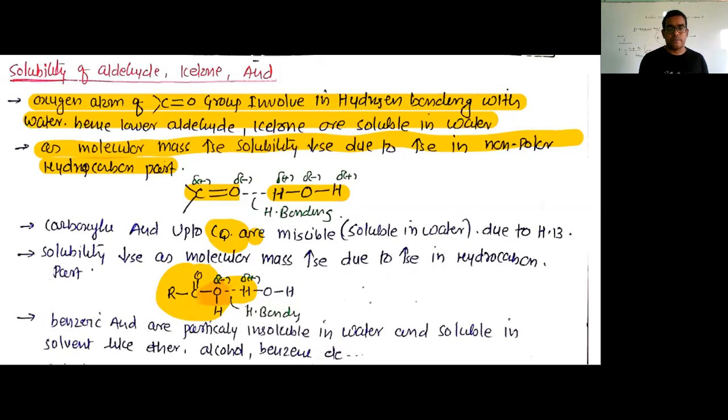Similarly, we can say about benzoic acid. Benzoic acid is practically insoluble in water and soluble in organic solvent, because benzoic acid is always in the form of dimer, and hence due to steric crowding or the bulky nature, it does not dissolve in water, but it is soluble in solvents like ether, alcohol and benzene. इसके साथ soluble रहता है, it is soluble with ether, with alcohol, and with benzene, right? So this is all regarding physical properties of aldehyde, ketone and acid.